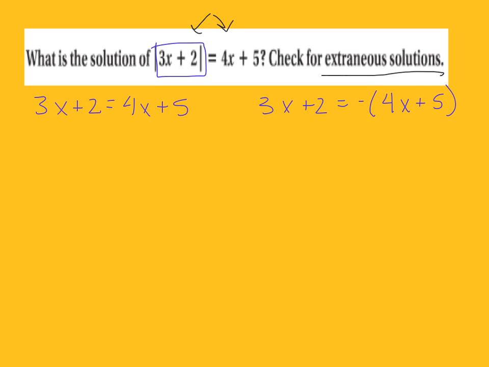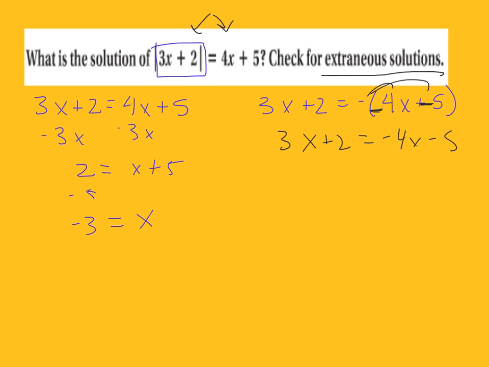So when I'm solving this, on the left-hand side I'm first going to subtract 3x. So I have 2 is equal to x plus 5, subtract 5. -3 is equal to x on the left-hand side. Now once I distribute this negative sign in, that would give me a -4x and a -5. So I have 3x plus 2 is equal to -4x minus 5.